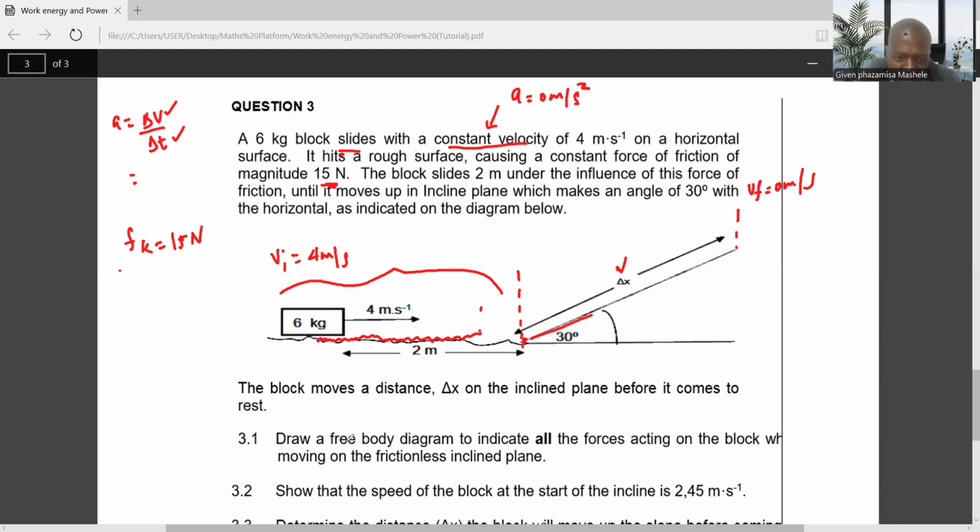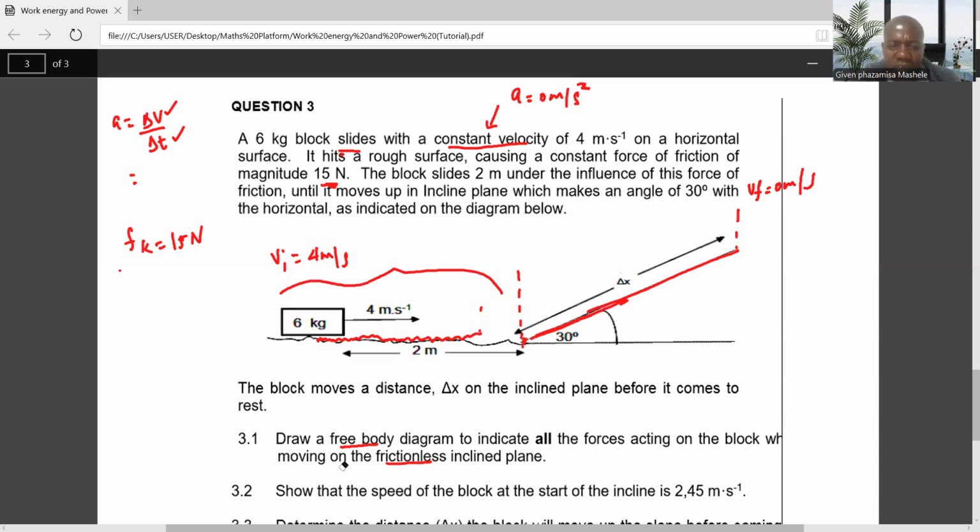So draw a free body diagram to indicate all the forces that are acting on the block when moving on the frictionless inclined plane. So from here to here, there's no friction. They want you to draw a free body diagram here, so you know how many forces are going to act there. I believe you'll get only 2 forces, because it's just sliding. There's no applied force. There's no friction.